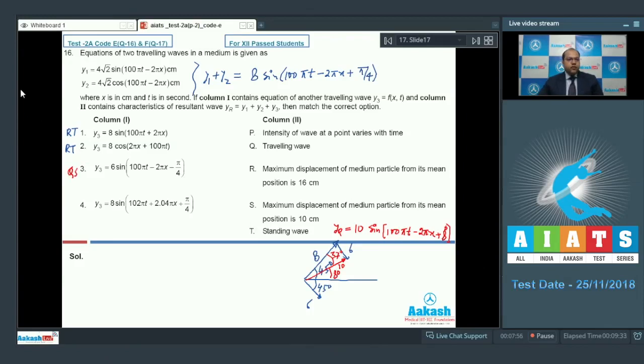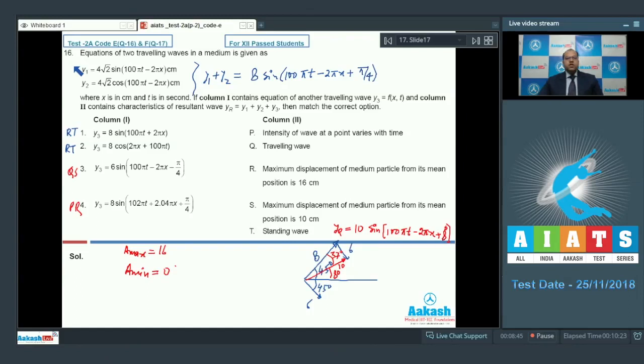Let's move to entry 4. y3 is equal to 8 sine of 102 pi t plus 2.04 pi x plus pi by 4. If I see y3 and the resultant of y1 and y2, their frequencies are different. Due to the difference in frequency, their superposition will generate beats. So the maximum amplitude in the case of beats will be 16 and the minimum amplitude will be 0. So the correct matching will be P and R.